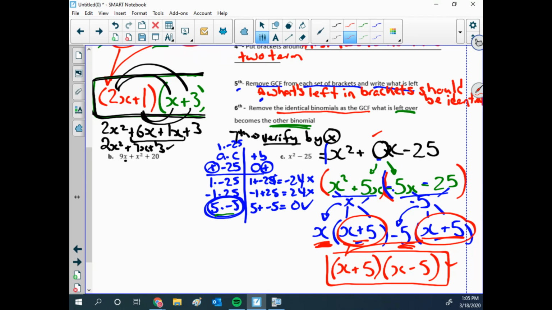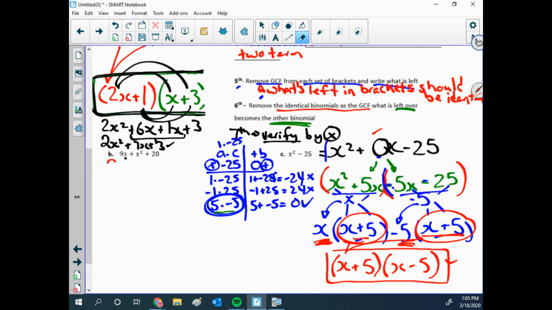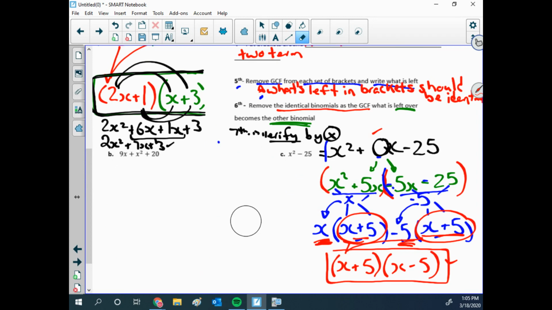So I would like you to take a second for yourself and try B. If you have those steps, hopefully you have them written out, take a look at B. See if you can factor that by yourself. So pause the video and try and solve.